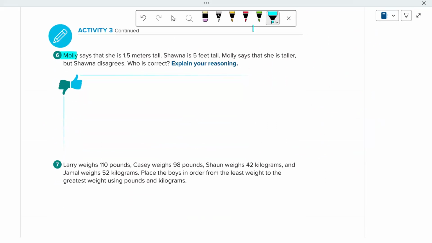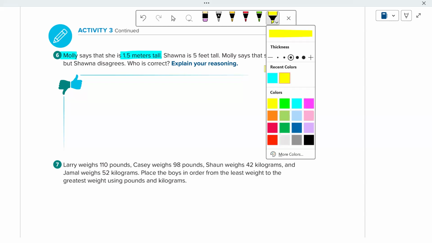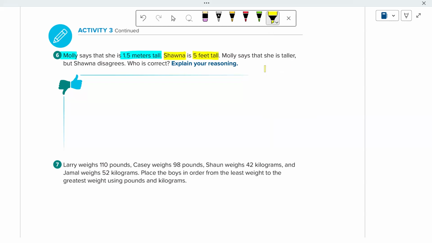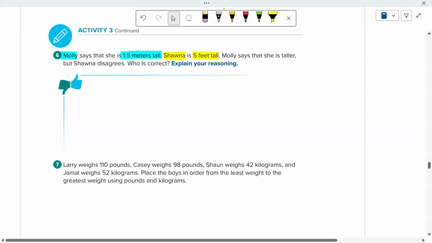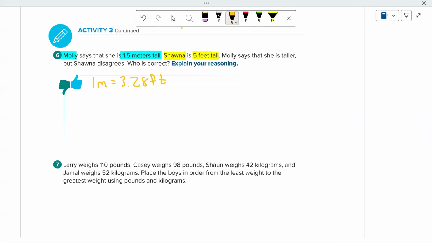Molly says that she is 1.5 meters tall. Shauna is 5 feet tall. Molly says that she is taller, but Shauna disagrees. Who is correct? So once again, those units are important. 1 meter is equal to 3.28 feet.